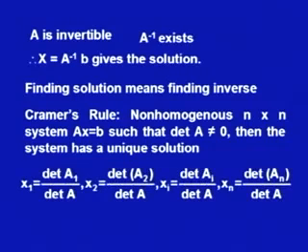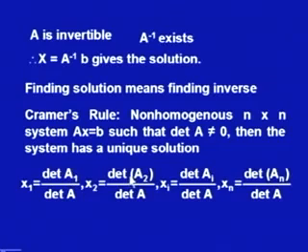The unique solution of the system is given by x1 equal to determinant A1 divided by determinant A, x2 equal to determinant A2 divided by determinant A. The ith component of the solution vector, xi, is equal to determinant Ai divided by determinant A, and the last component xn in the solution vector is determinant An divided by determinant A.